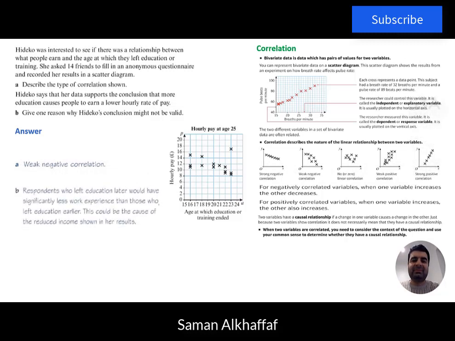For part B, we need to give a reason why Heideko's conclusion might not be valid. Respondents who left education later would have significantly less work experience than those who left education earlier. This could be the cause of the reduced income shown in Heideko's results. And this will be our explanation in terms of why we have the negative correlation and also why the conclusion might not be valid. And this will be our answer for this question.